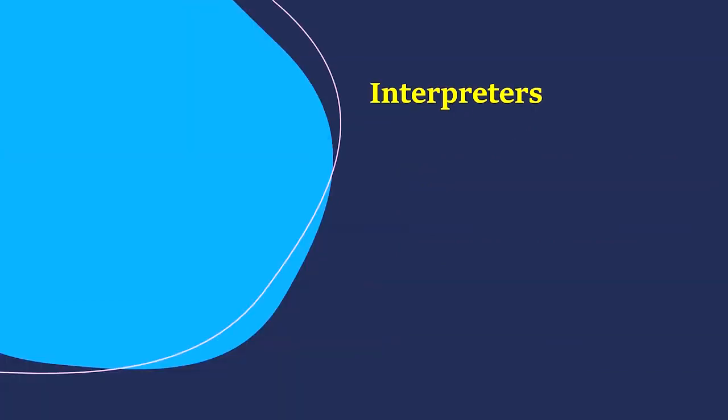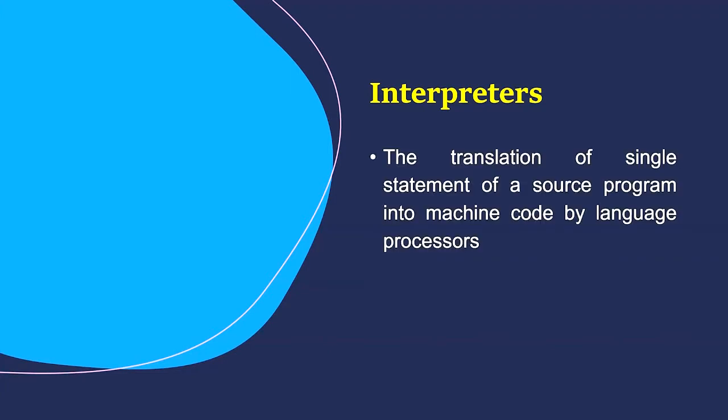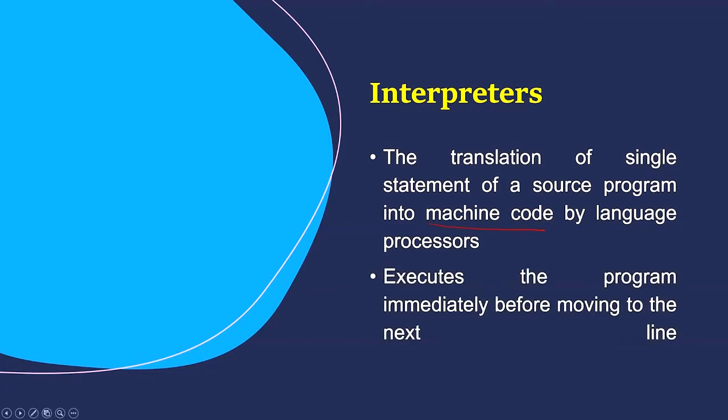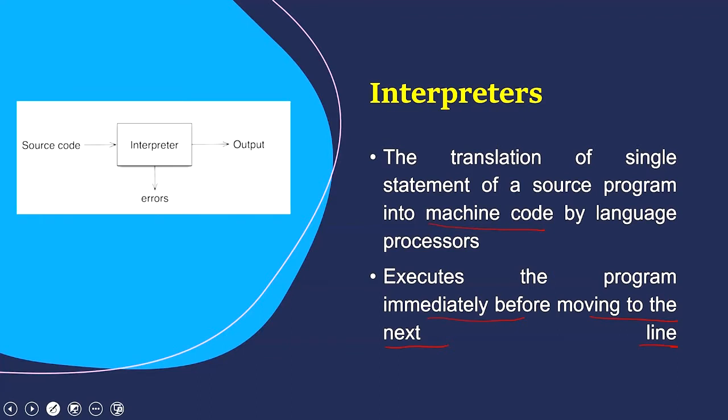Next, interpreter. Interpreter also does the same thing that a compiler does. It also converts the high-level language into machine understandable language, whereas an interpreter will do it line by line. So the translation of a single statement of a source program into machine code is done by our interpreter, and this interpreter will execute the program immediately before moving to the next line. So this is important. Before moving to the next line, it tries to convert the program. The block diagram of interpreter is given here.